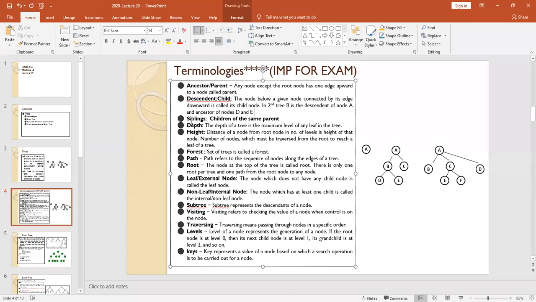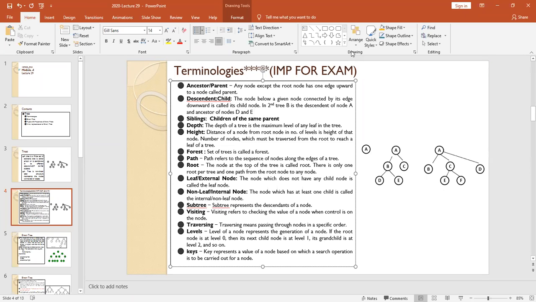Okay, now come to siblings. The children of the same parent are called siblings. Now you can see which are the siblings of A. B and C are the siblings. Similarly, D and E are siblings, children of B. So the siblings of B and C are under A, and the siblings D and E are under B.